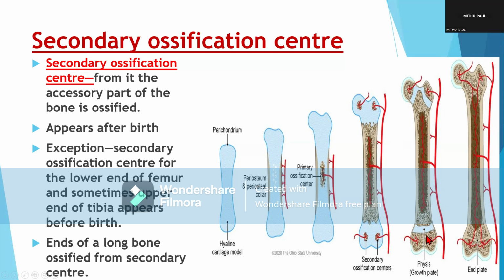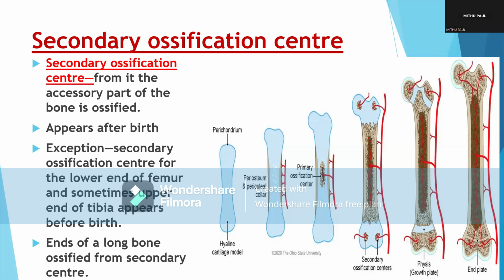If you see the ossification center at the lower end of the femur, and also in some cases the upper end of the tibia, these are secondary ossification centers, but they are seen to arise before birth. These are examples of secondary ossification centers appearing before birth, and it is a very important applied part.